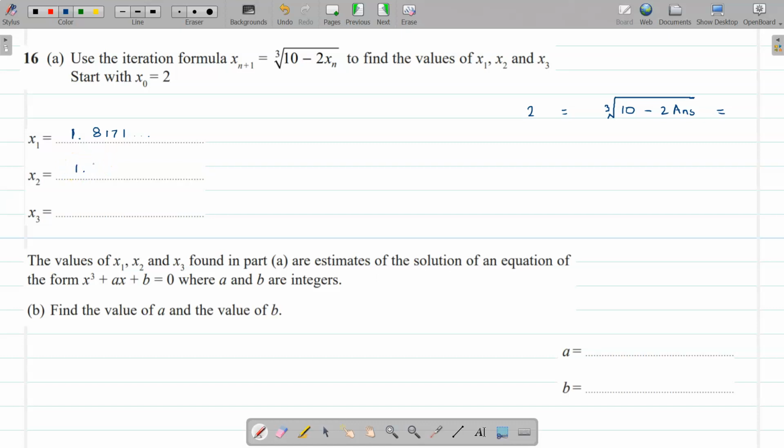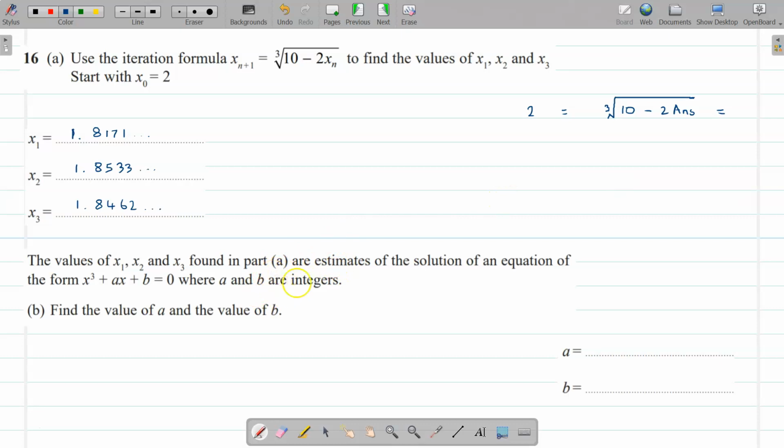That will give you x2, which is 1.8533. And the next one is 1.8462. It doesn't actually ask you to give it to any particular number of places, so I think that's sufficient to show that you're on the right track.